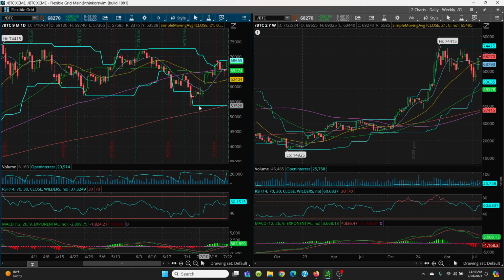Now, when you look at this on Friday's action, you had 68,655. Now you notice it got above it, but it couldn't close above it. That's the key, okay? You got to close above it. So that's the target we're looking for, 68,655.